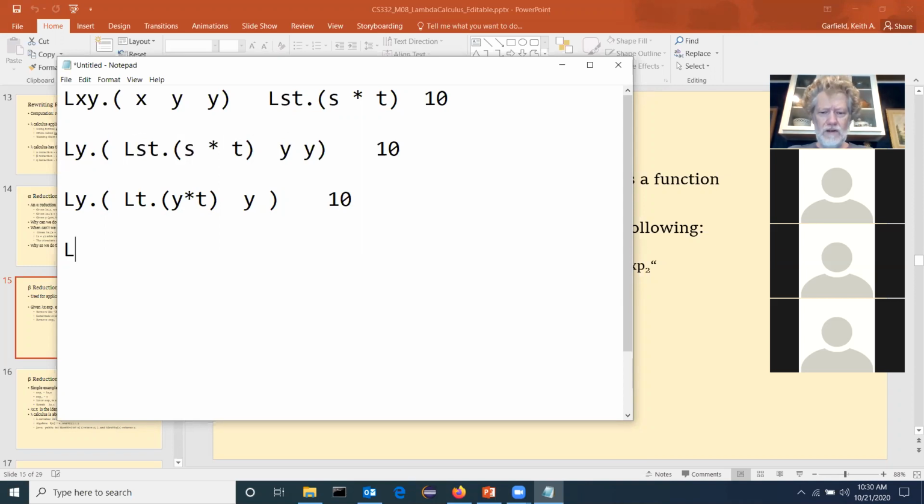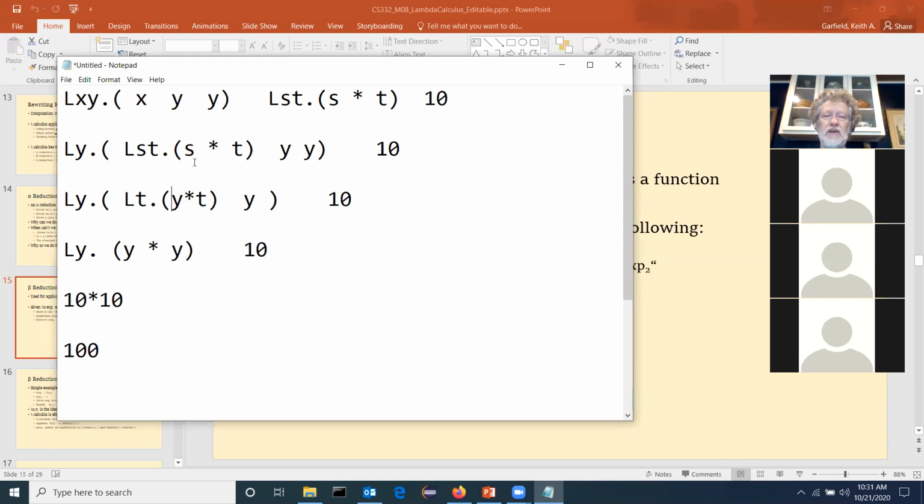And then I get ly dot, and now I'm getting rid of the lt dot, and I have y times y. Apply to 10, and then I have 10 times 10. Same thing. Is that legal? Did that result in, say, accidental capture? Perfectly legal, because the parentheses are showing precedence.